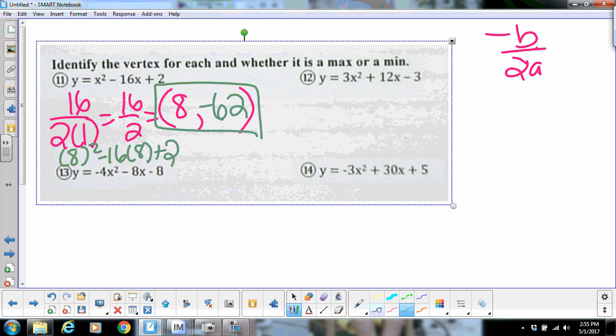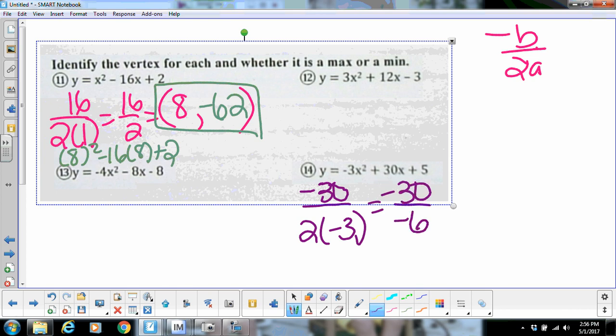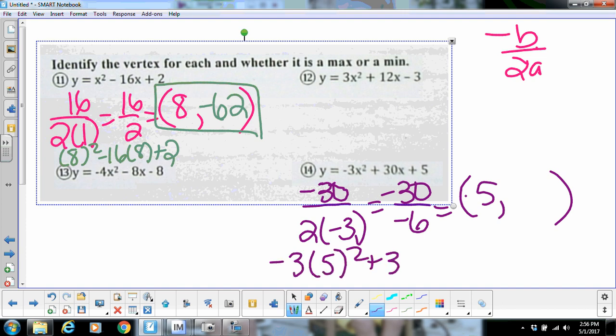All right, and then down here on number 14, that's going to be opposite b over 2a. So negative 30 over negative 6, which is 5. So plug 5 in. That's going to give you 25, negative 75. Negative 75 plus 150 is going to give you 75, and 75 plus 5 is going to give you 80.